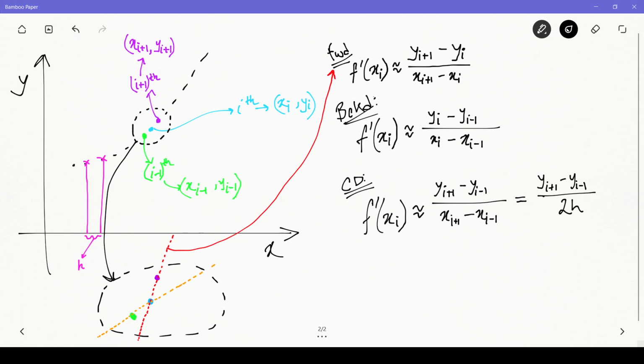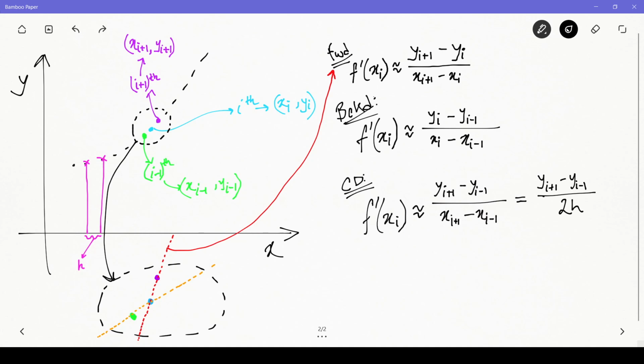I can say that the distance between x sub i minus 1, which is the green point over here, and x sub i plus 1, which is the x value of this purple colored point over here, is of course 2h, right? So this whole distance is 2h. That's what we are plugging into our central difference formula over here.